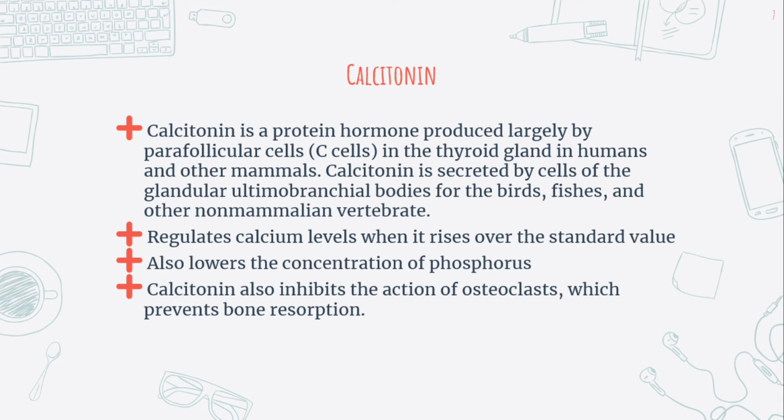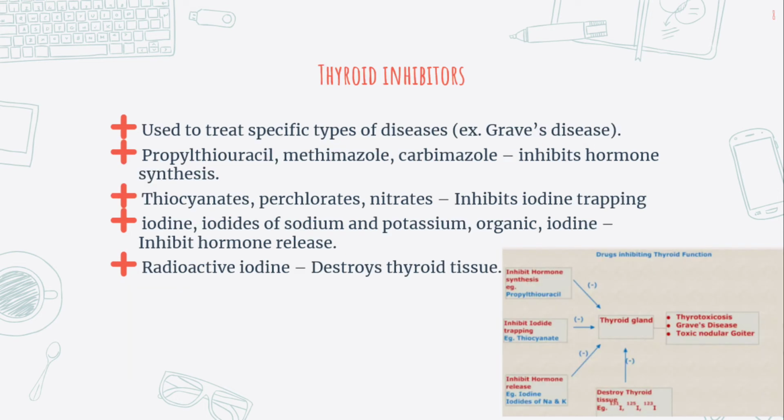Calcitonin has major functions such as regulation of calcium levels in case it exceeds the normal value. It also lowers the concentration of phosphorus when it exceeds the normal levels. Another function calcitonin has is that it inhibits the action of osteoclasts, which prevents bone resorption, meaning it prevents breakdown or bone loss. Now, let's talk about thyroid inhibitors.